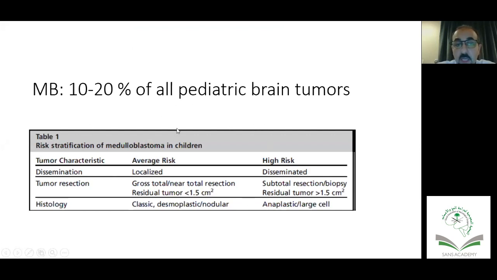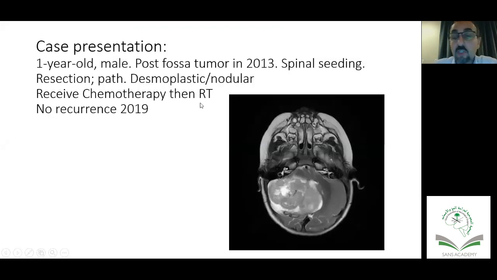And remember the stratification for risk assessment in these kids. We used to use whether there is dissemination of disease, the amount of resection, and the histology. Now we have molecular, which explains the prognostication of these tumors in a proper way. I'll give you a good example; obviously, we present the good cases. A 1-year-old boy with a posterior fossa tumor in 2013 had seeding and was resected; it was desmoplastic nodular. We didn't have any molecular. He had treatment and after 6 years there's no recurrence. He was considered high risk because he had seeding and was less than 3 years old.